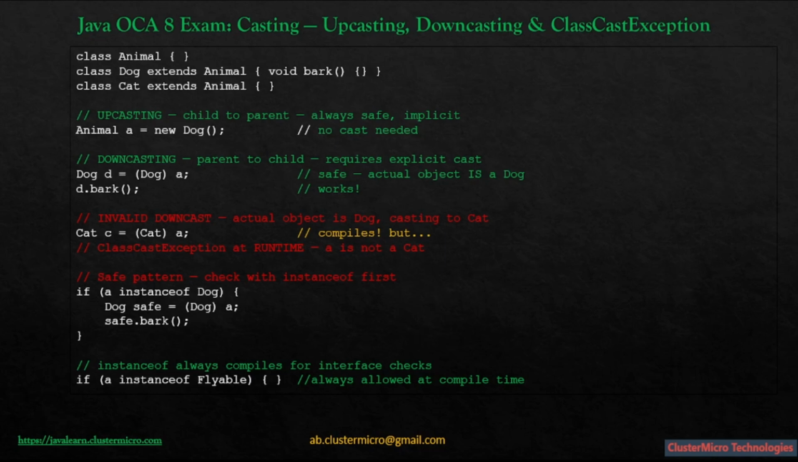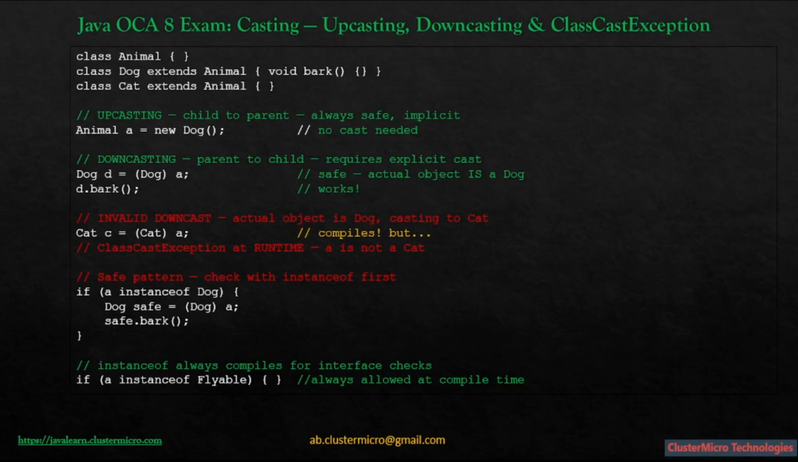If we write Cat c = (Cat) a, it will compile, but it will lead to a ClassCastException at runtime. This is a trap, right? So a holds a Dog object. We try to cast it to a Cat. A Dog is not a Cat, completely unrelated types.